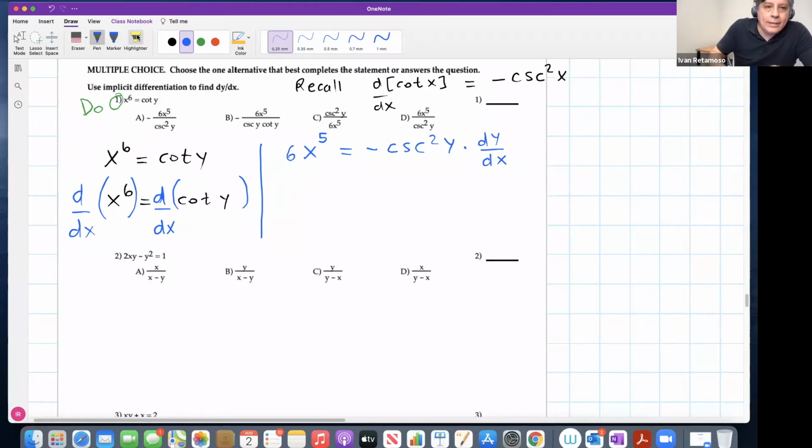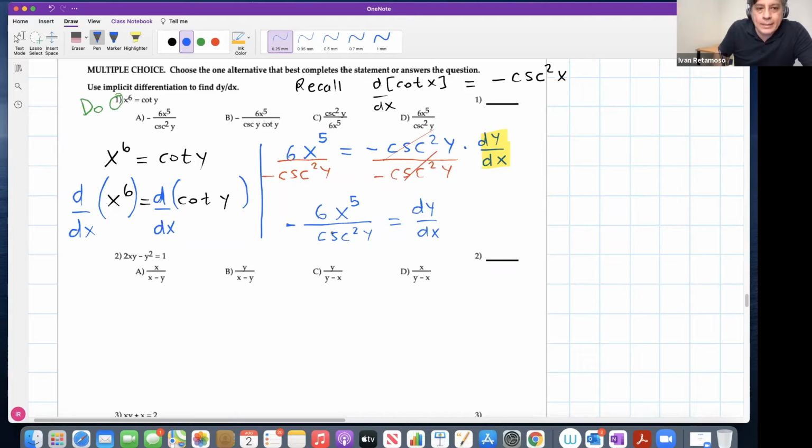Next, we have to isolate this guy, get this by itself. To do that, I am going to divide both sides of this equation by minus cosecant square of y. So this cancels with this. And the final answer, dy dx, should be equal to 6x to the fifth power all over cosecant square of y. There's a minus there. Mathematicians like to place it in the middle. So this should be it. And this is a perfect match with A. Very good.